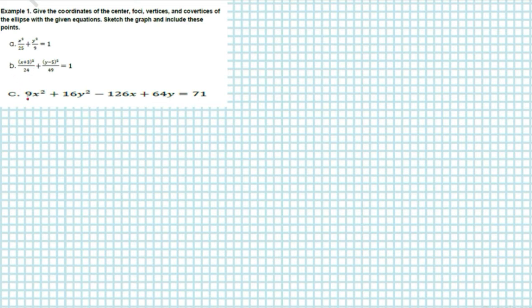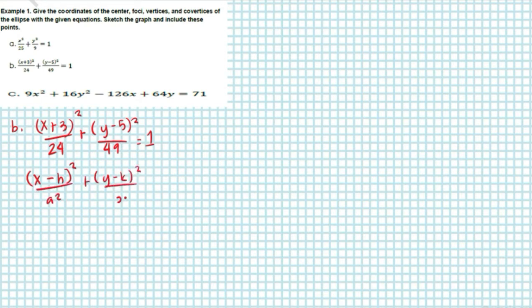Let's proceed naman sa letter B. So, we are given x plus 3 squared over 24 plus y minus 5 squared over 49 is equal to 1. So, recalling yung ating standard equation, x minus h squared over a squared plus y minus k squared over b squared is equal to 1. So, we are given, makuha na natin si a squared is equal to 24 and b squared is 49. So, kukunin natin yung square roots. Square root ng 24 is almost equal to square root ng 25, so this is 4.9. And square root ng 49 is equal to 7.